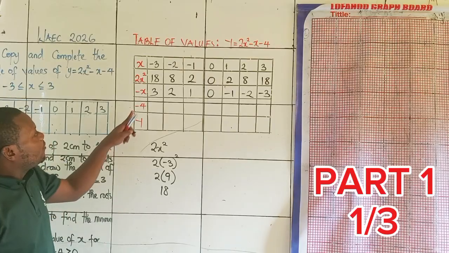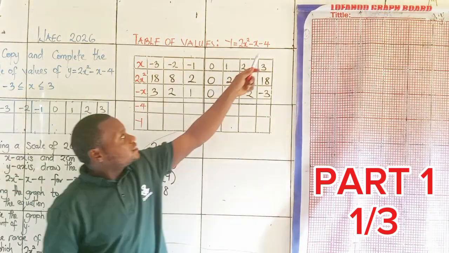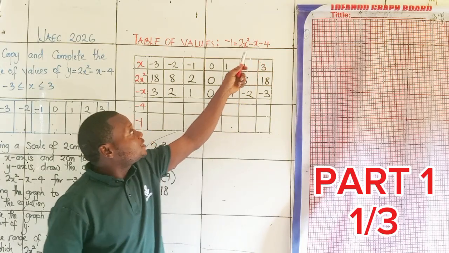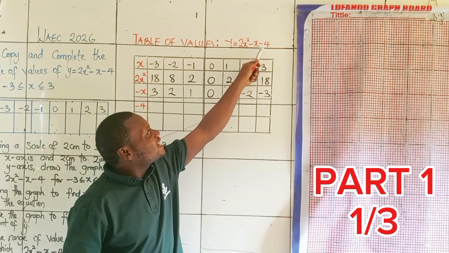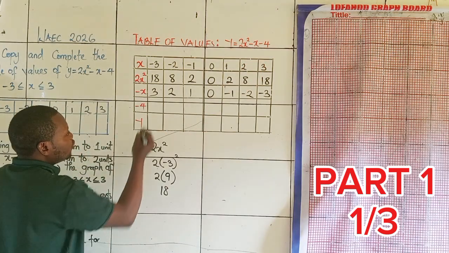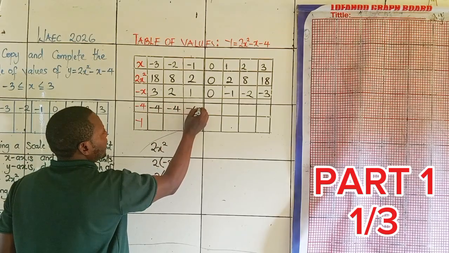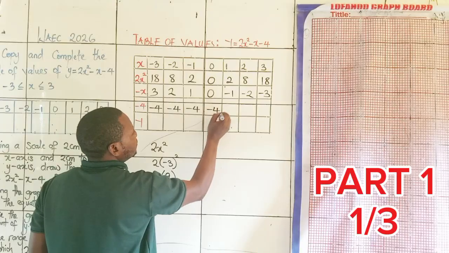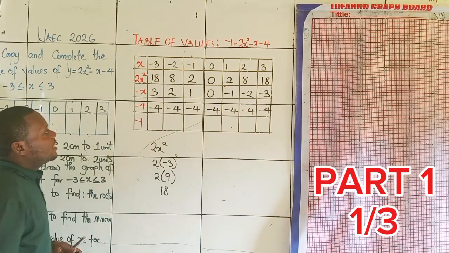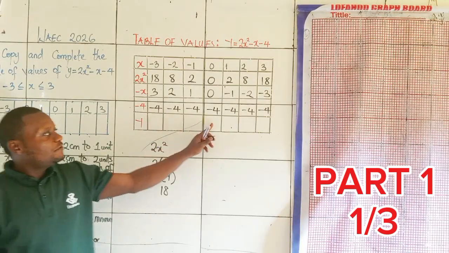Now, we move to the constant. This is the constant of the quadratic expression. We have 2x squared minus x minus 4. So the constant is -4. It's going to be -4 throughout. You write -4, -4, -4, then you continue. Then -4.